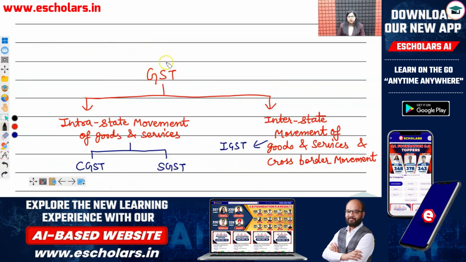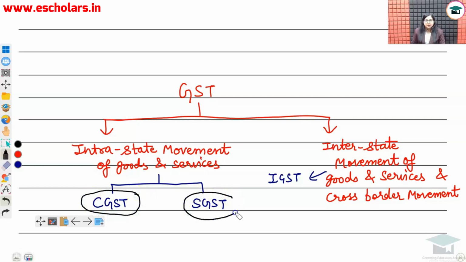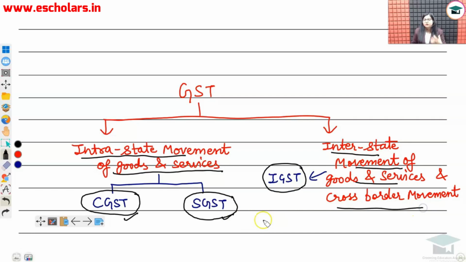Now students, here we need to note that there are basically three components of GST, that is CGST, Central GST, SGST, that is State GST, and IGST, that is Integrated GST. So students, whenever there is intrastate movement of goods and services, that is the goods and services are purchased and sold within the same state, CGST and SGST are levied. Okay. And whenever there is interstate movement of goods and services and cross-border movement of goods and services.